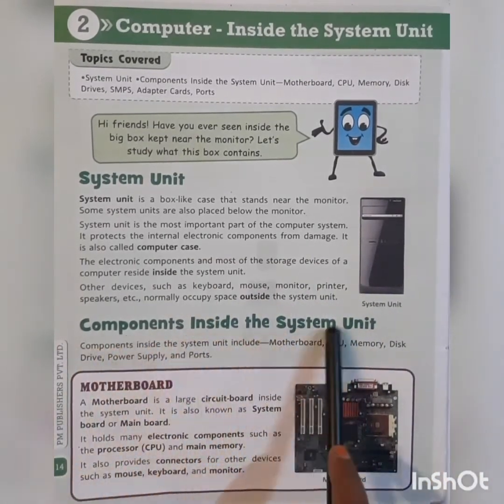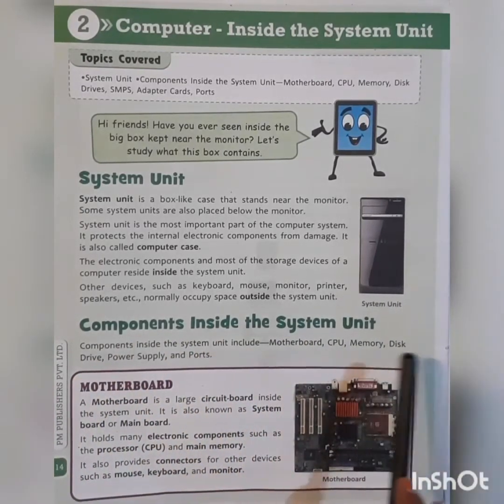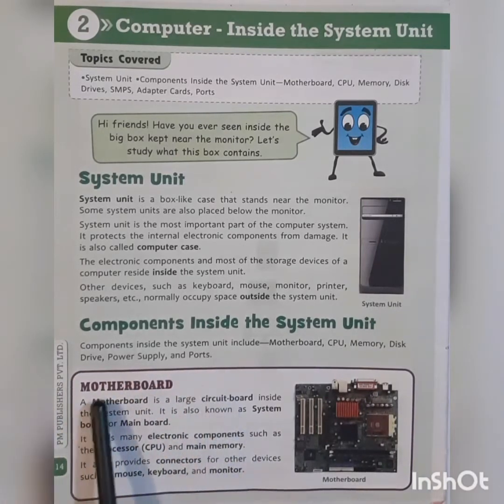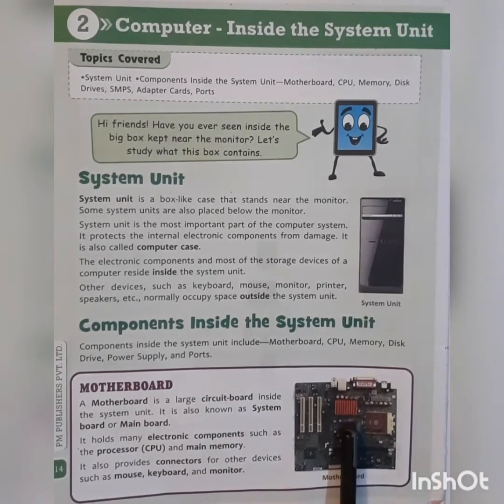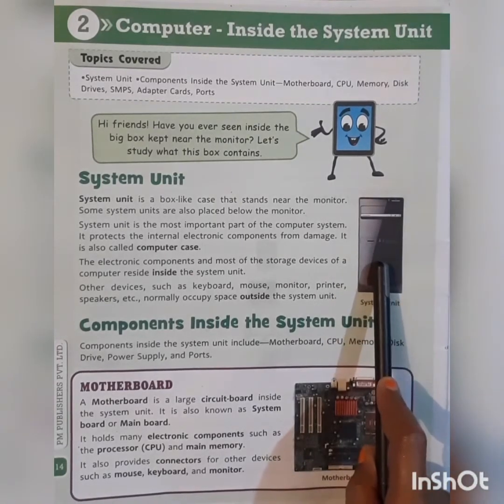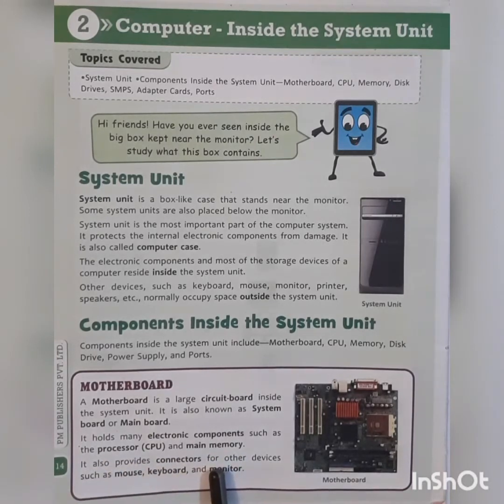Now what are the components inside the system unit? The components inside the system unit include motherboard, CPU, memory, disk drive, power supply and ports. Starting with the motherboard. What is motherboard? Motherboard is a large circuit board inside the system unit. It means motherboard is located inside the system unit. It is also known as system board or main board. It holds mainly electronic components such as processor and main memory. It also provides connectors for other devices such as mouse, keyboard and monitor. Hence, it is connected to mouse, keyboard and monitor.